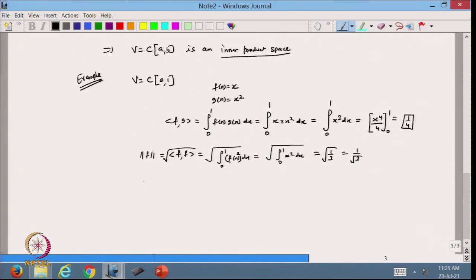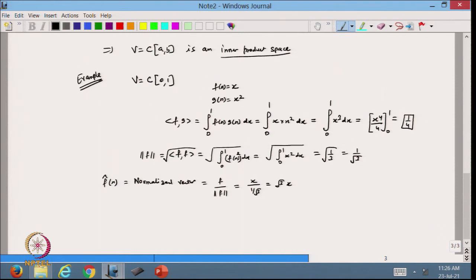So, from here I can write the unit vector or normalized vector. Normalized vector we can write as f here divided by its magnitude. So, from here I can write this is equal to x over 1 by under root 3. So, it is under root 3 x. So, it is a normalized vector. I can represent this one by hat. That means its magnitude is 1.